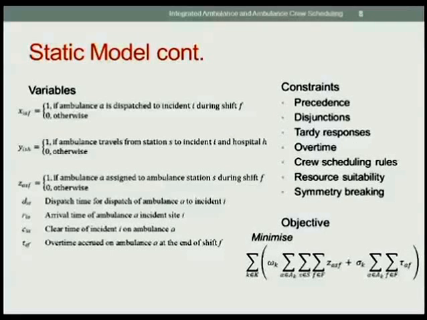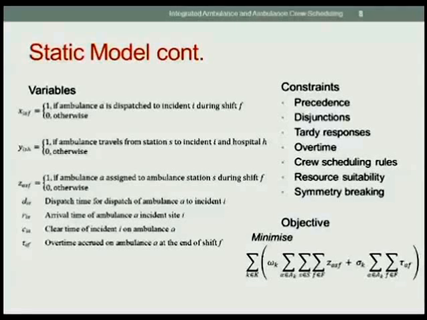We also have a set of disjunctive constraints. These are the ones that make sure there aren't any overlapping incidents on the same ambulance. Tardy response constraints make sure that response times meet our response time windows. Overtime constraints are there to determine the value that the overtime variable can have. This also prevents ambulances being continually sent to a bunch of incidents after their shift has ended.